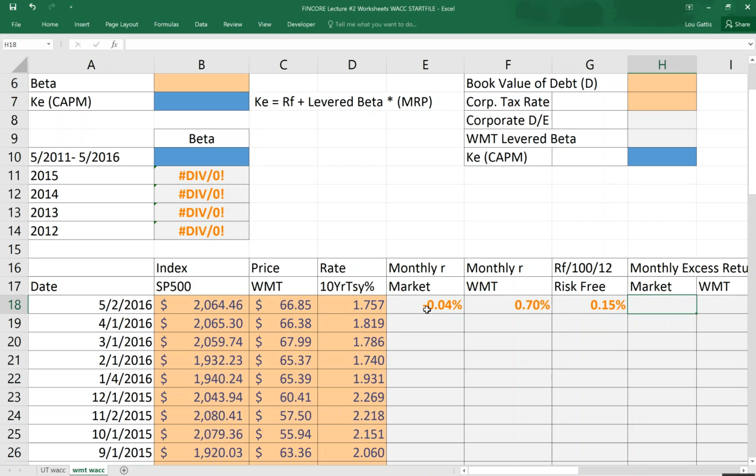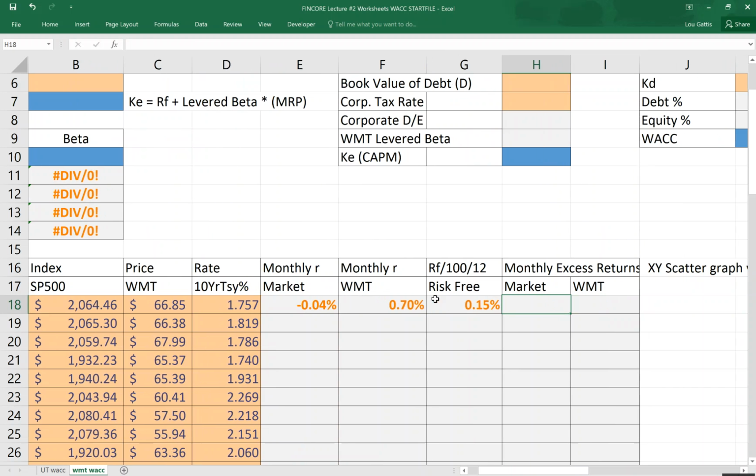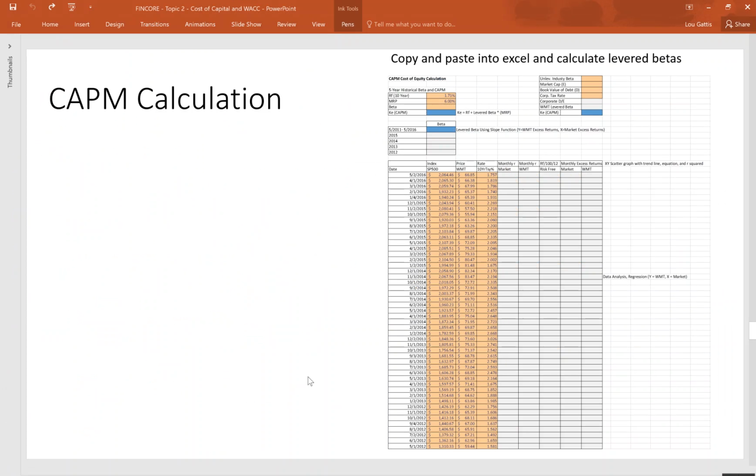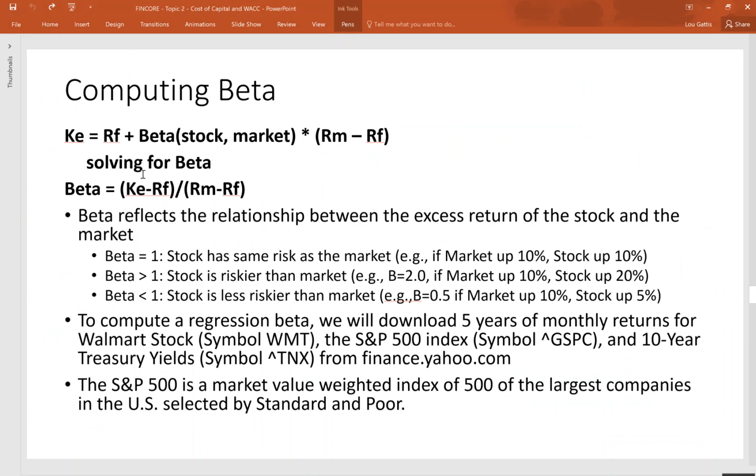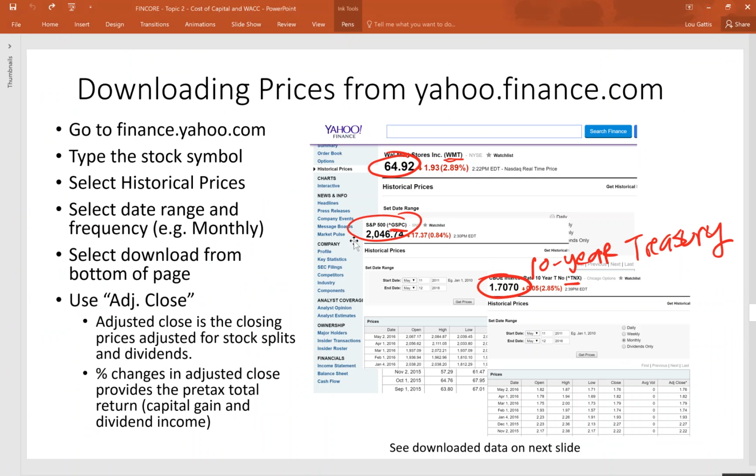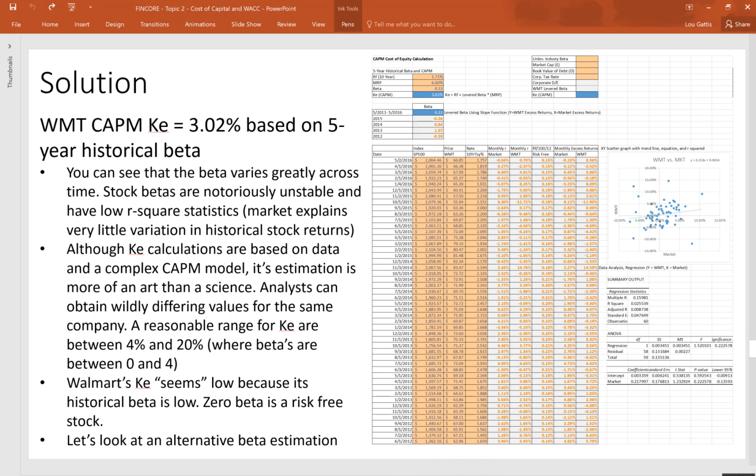So now I have the monthly return of the market, Walmart, and Treasuries. I'll then take the market return minus the risk-free rate, and the Walmart return minus the risk-free rate. All right, now remember the reason I did that is because beta is the relationship between the excess returns of the stock and the market, meaning you subtract off the risk-free rate, solving our CAPM formula for beta.